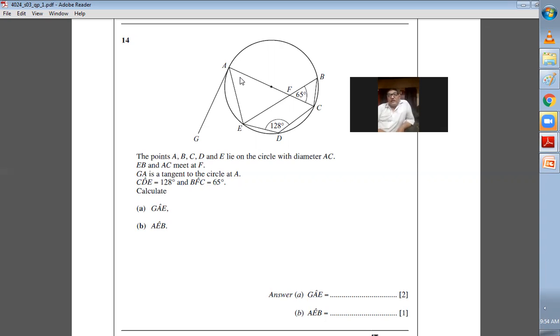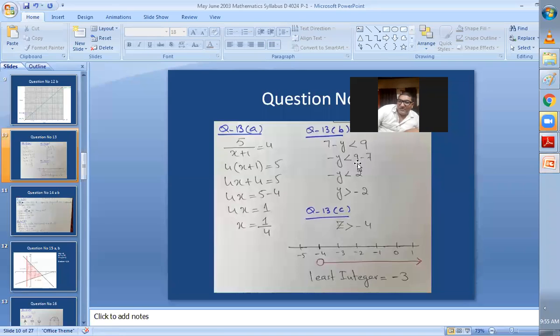They are opposite angles in a cyclic quadrilateral, and the angles in the opposite segment are supplementary. This 128 and this angle EAC are supplementary to each other. So the EAC will be 180 minus 128. Once you have the EAC, this whole angle is 90. From 90, I will subtract EAC and I will get the value of the GAE. Let me show you my work before you get confused.